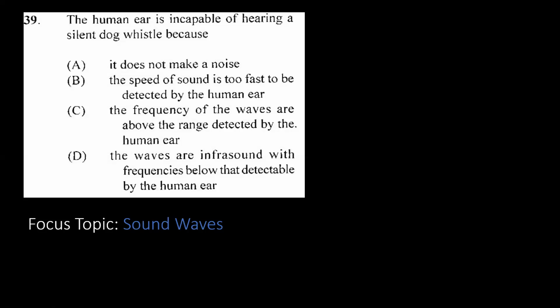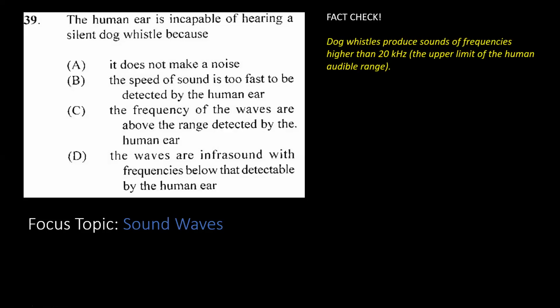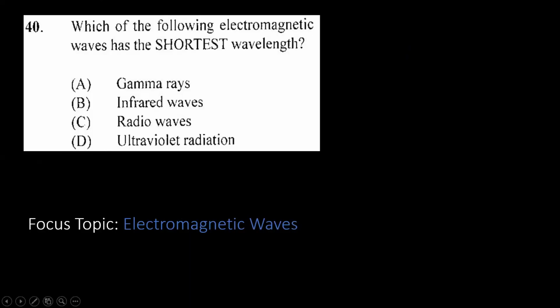39, the human ear is incapable of hearing a silent dog whistle because, right, we know that dog whistles produce sounds of frequencies higher than 20 kilohertz, and that is the upper limit of the human audible range. Therefore, we would not be able to hear because of the higher frequency. So that means your answer should be E. Number 40, which of the following electromagnetic waves has the shortest wavelength? We know that gamma rays have the shortest wavelength, so the answer should be A.